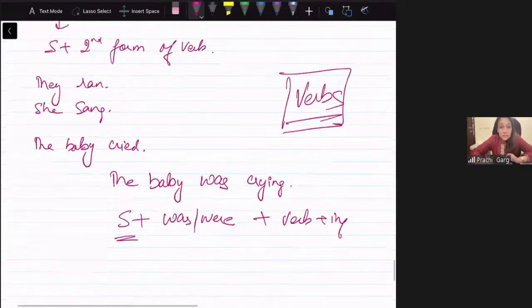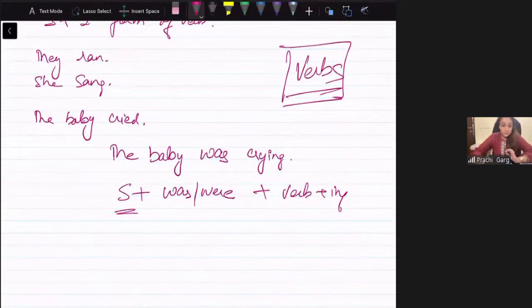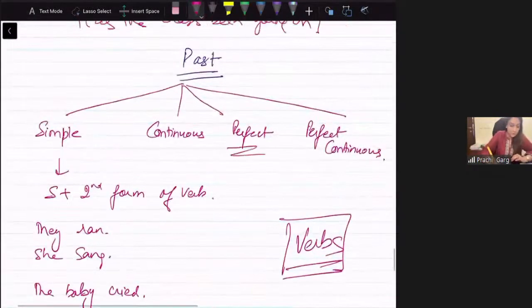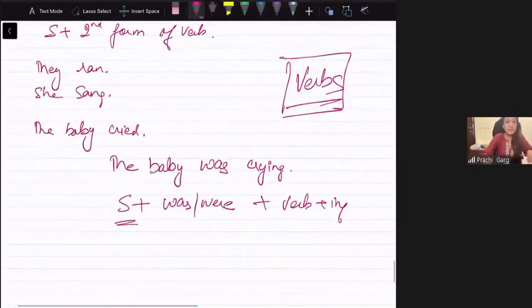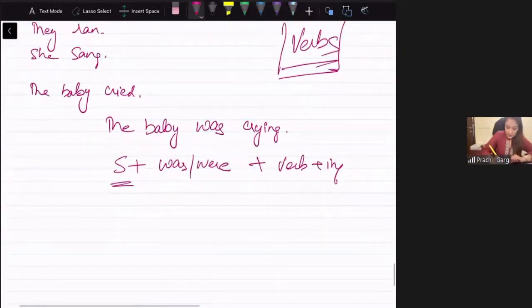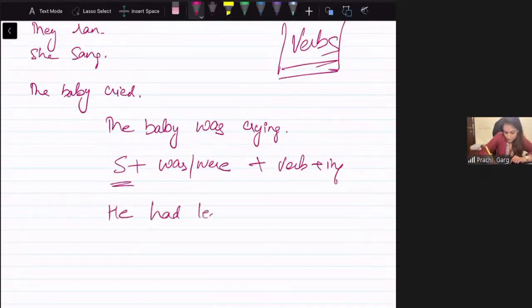Past continuous. This is a sentence structure. Then let's quickly move on to the past perfect. Now, how do we frame a sentence in past perfect? In past perfect, we say, let's take the sentence as: he had left when I went to the club.